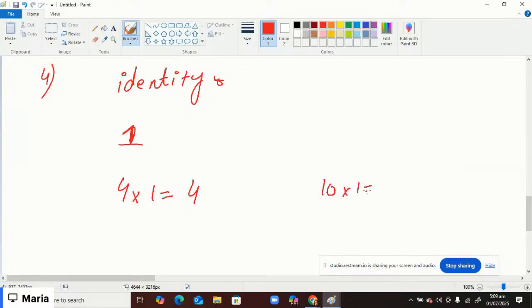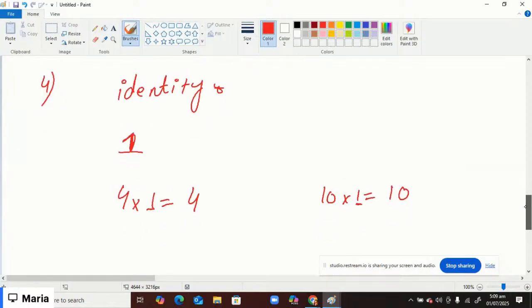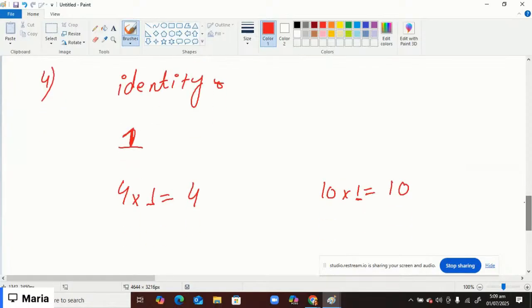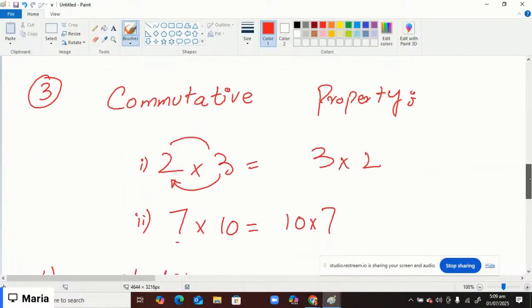10 times 1 is 10. So this one is called the identity, because you get the same answer. And what is the basic zero property of multiplication? That would be 0. And what is the identity property of multiplication? This is 1. Now here is the commutative property.